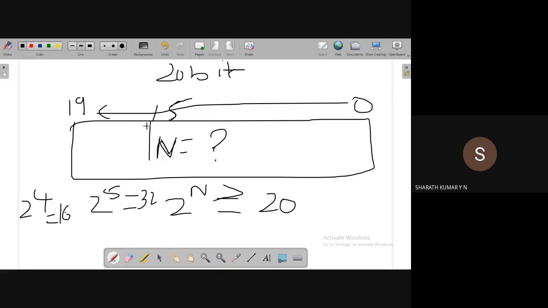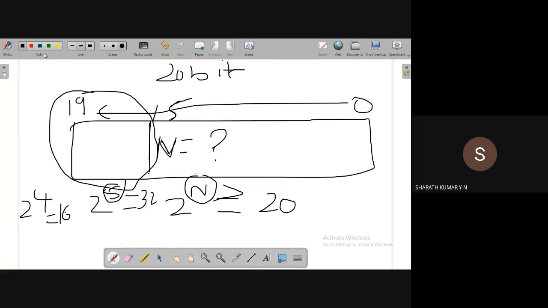We can access only the lower 16 locations. That is not sufficient. We need to access the upper 4 bits also, and hence the number of address bits should be 5. If it is 5, how does it range, guys?